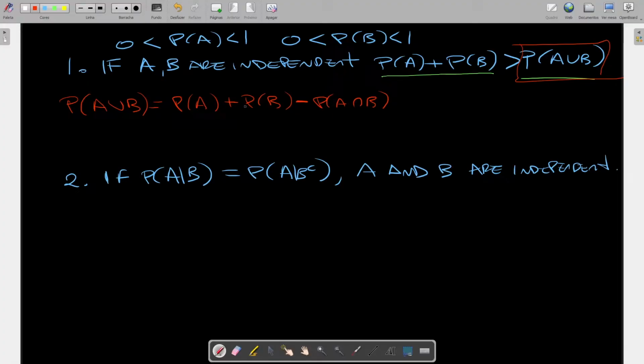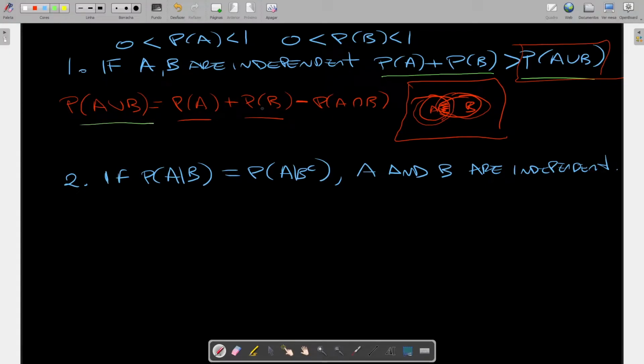What this means is that we have the probability of A. Let me get this in a diagram. We have A here and we have B here, and A and B is this part here. So what we are saying is that the probability of A is this guy, and the probability of B is this guy, so one plus the other, minus the intersection, because otherwise we would be double counting. So since this is the case, when these are independent, there is an intersection.